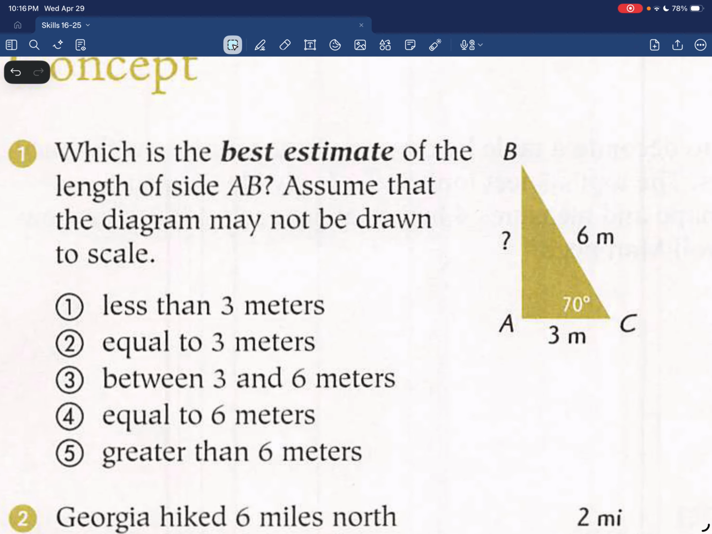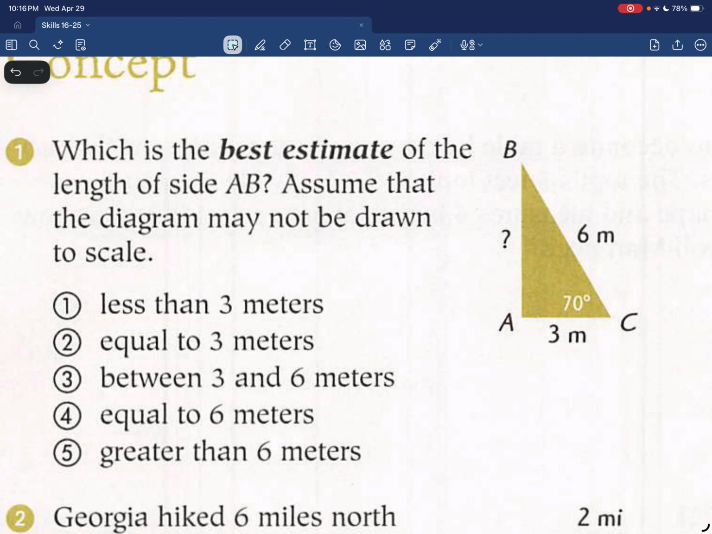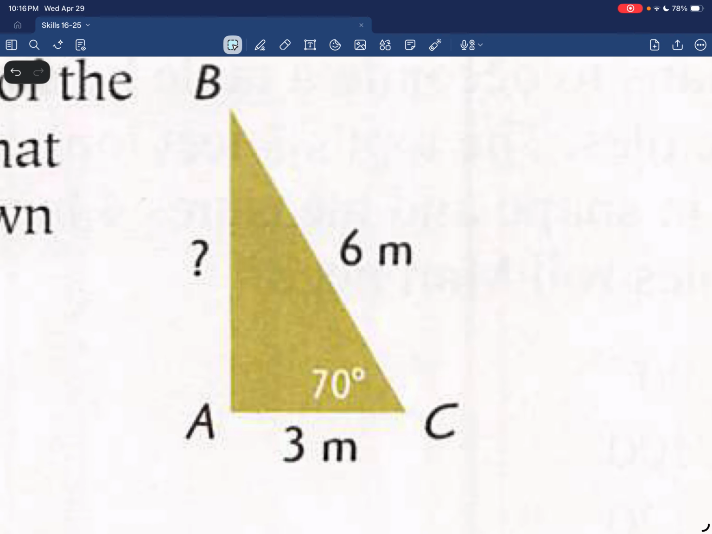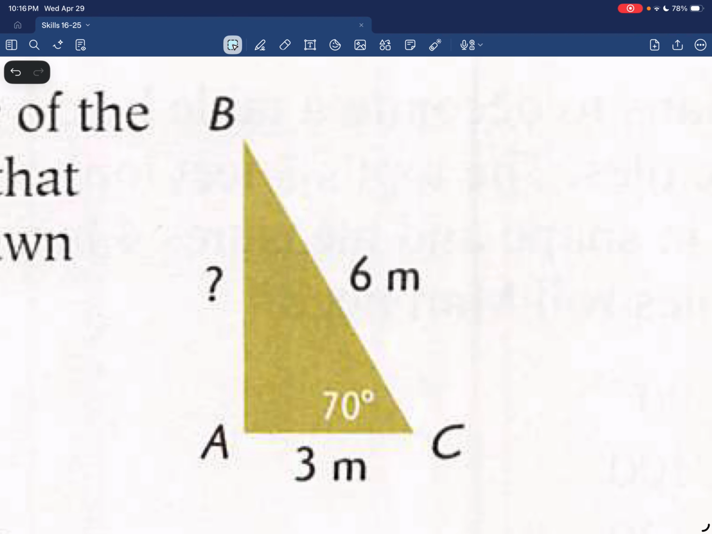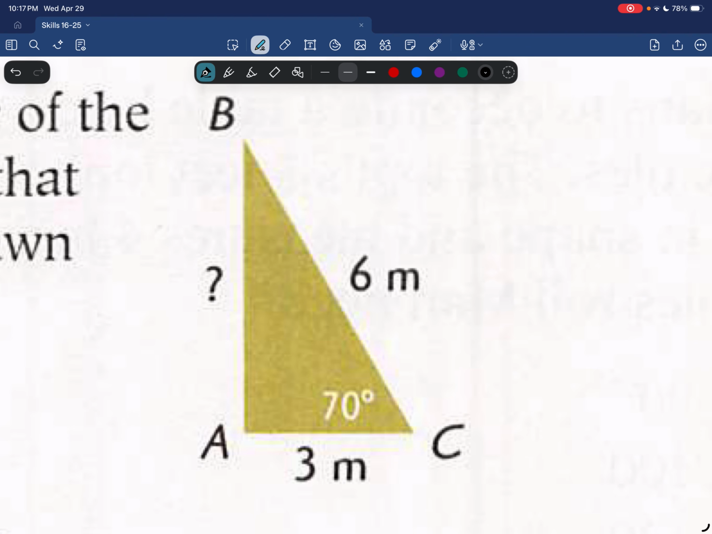Which is the best estimate of the length of side AB? Assume that the diagram may not be drawn to scale. All right, so let's look at this one. I'm not very good at just reasoning these, so I'm going to actually do the formula. I know that this is 90 degrees right here. And since I'm practicing, I'm going to do a little bit more than I have to.